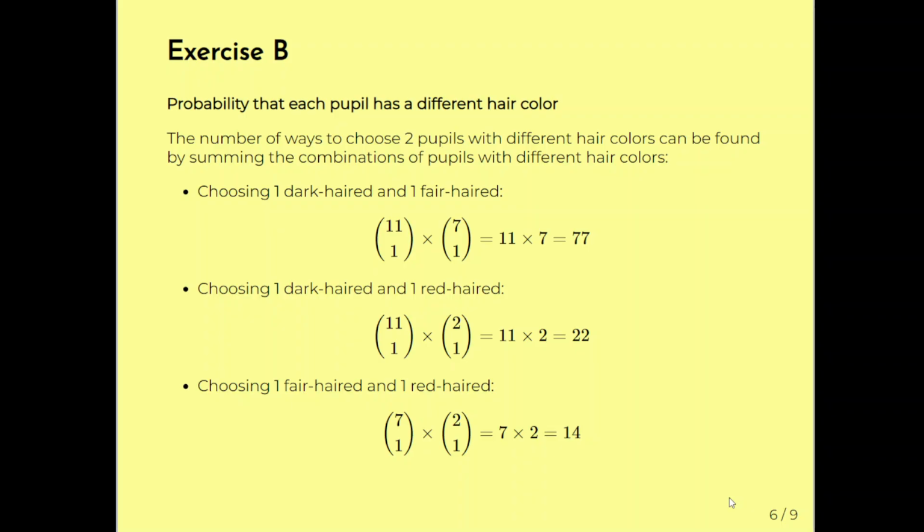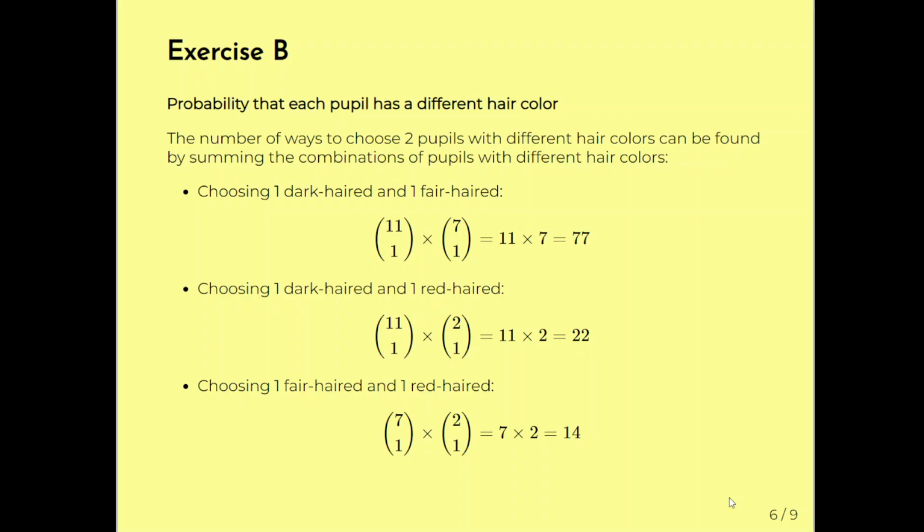What we're going to do here is look at it from the point of view of choosing 1 dark-haired pupil and 1 fair-haired pupil, or 1 dark-haired pupil and 1 red-haired pupil, and then finally 1 fair-haired pupil and 1 red-haired pupil. We're going to look at these and then combine them into a single outcome, which is that they all have different hair colors. Or looking at it the other way, the fact that they have different hair colors is a combination of these 3 possibilities.